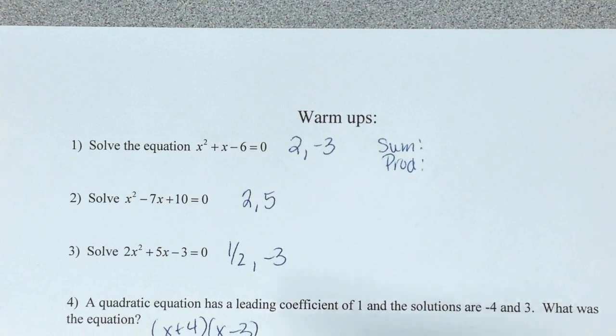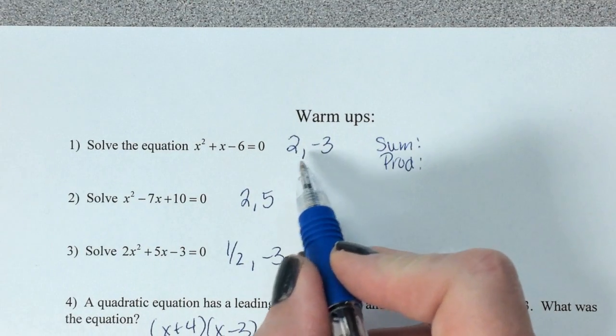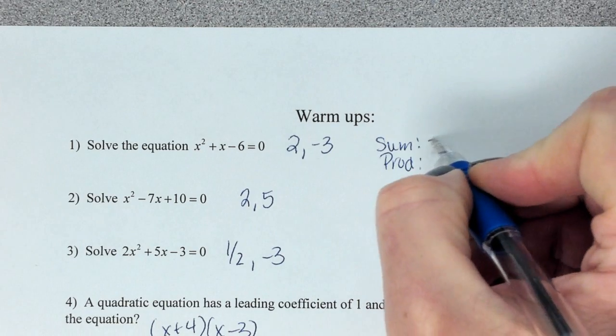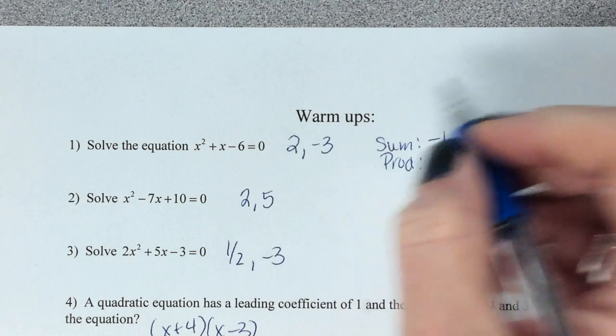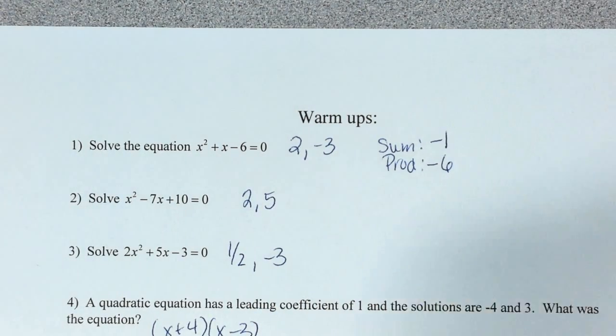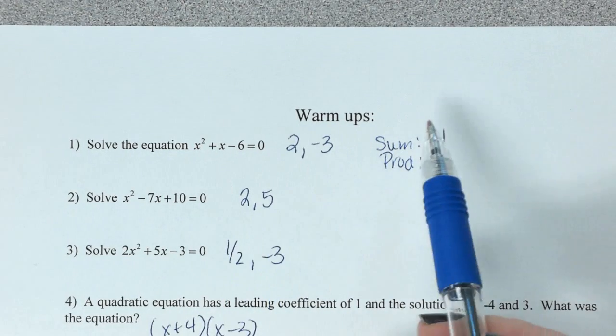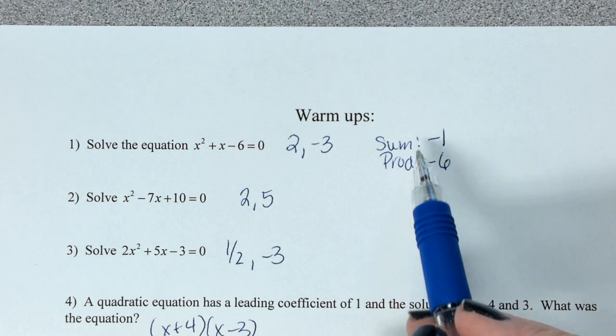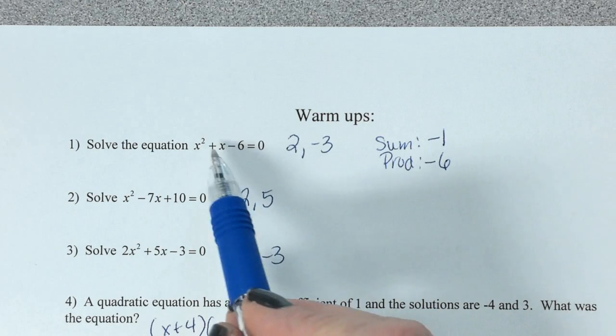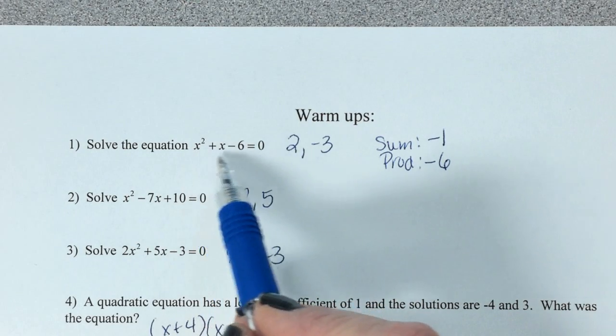All right, so now let's look back up here. The sum of these two, if I add these two together, I get -1. If I multiply these two together, I get -6. I want you to be thinking, how does this sum and product lead us back to this equation?